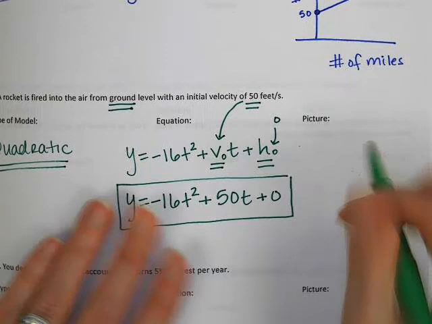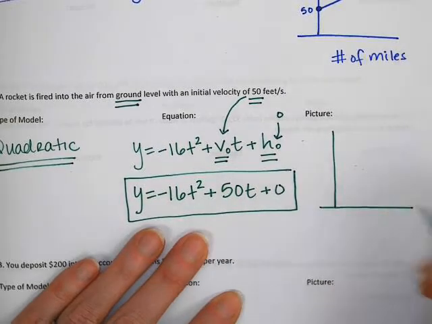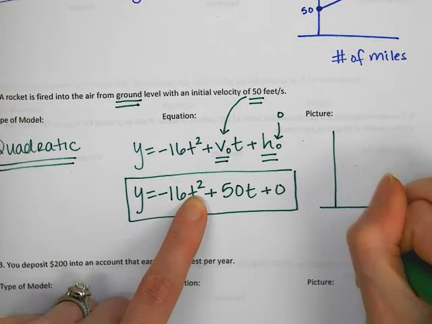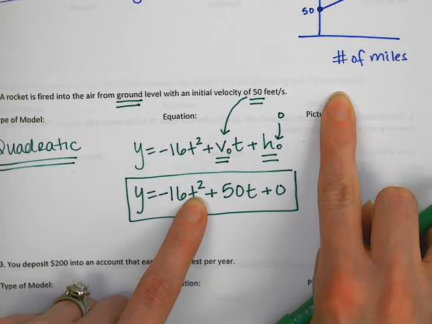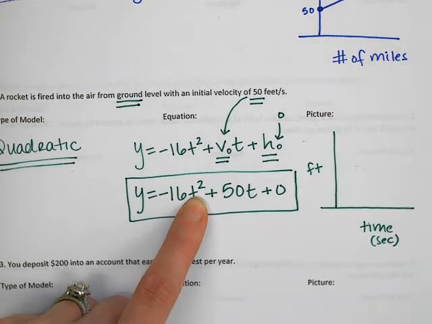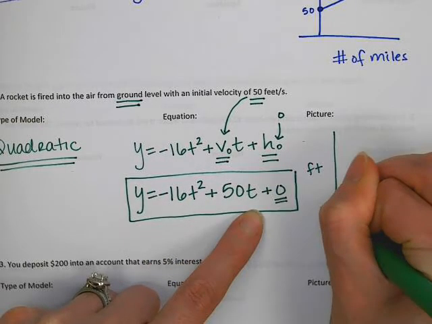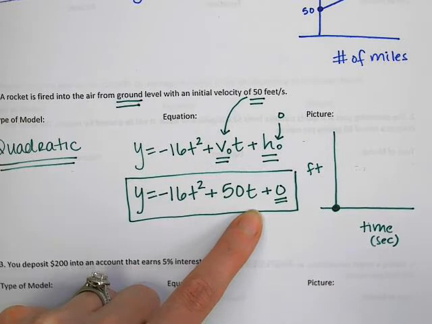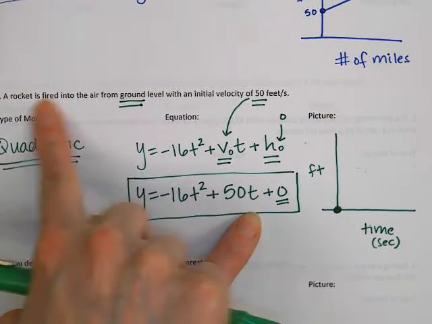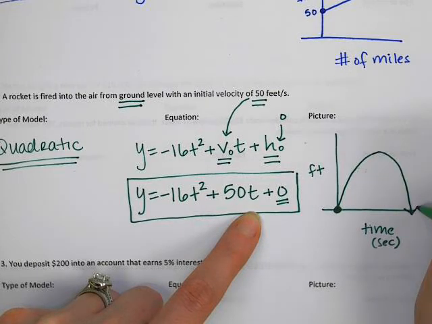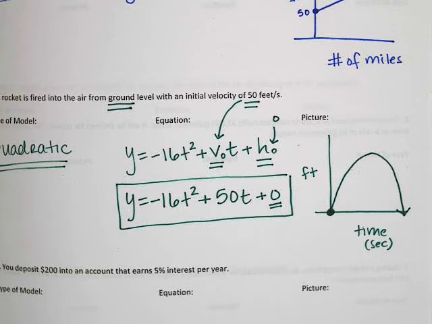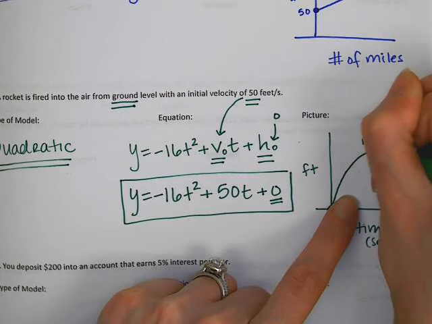And then for a quick graph, we have to label the axes. The x-axis is going to be time in seconds, and the y-axis is going to be feet. We need the starting value, which is 0. Then you just need to show whether it goes up first or down first. Because the rocket is fired into the air, it goes up and then comes back down. That's all you need for that. In this one, the vertex would be a max.